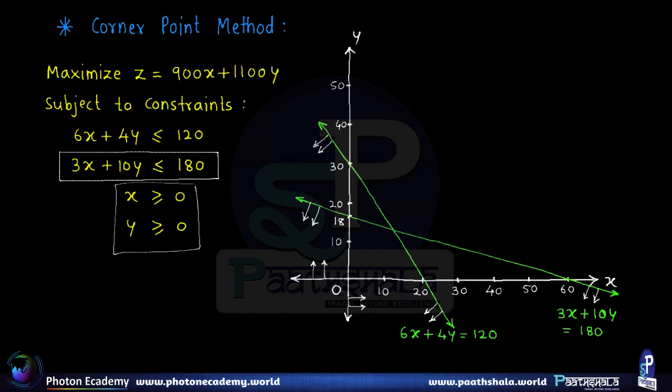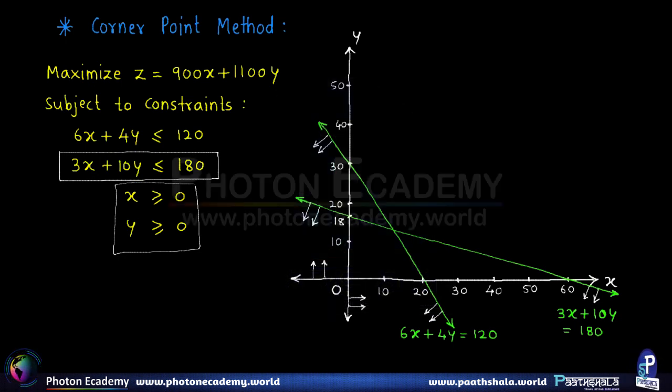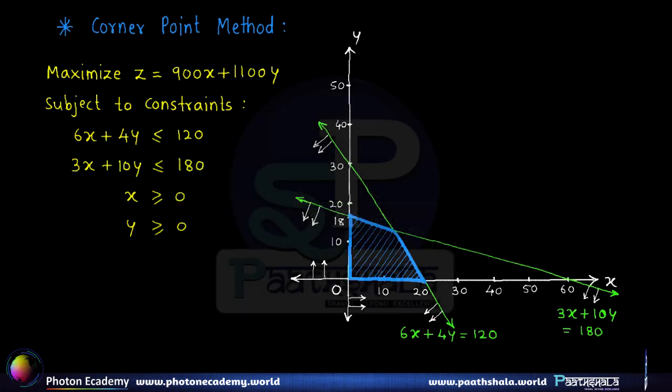Now having done this, we have to shade the feasible region. That means what is the region which is common to all of the regions marked by these arrows? Okay, that's the feasible region. So we go ahead and shade that final feasible region by shaded lines. And now it will look like this blue colored shaded region. That's the region which is common to all the constraints.